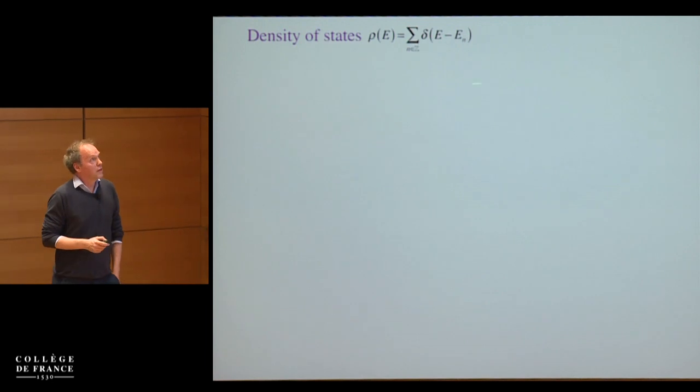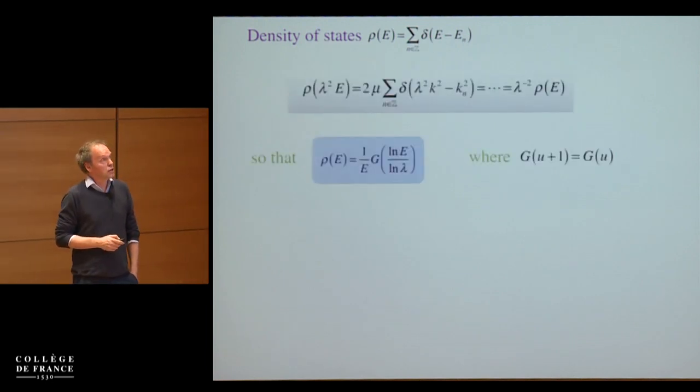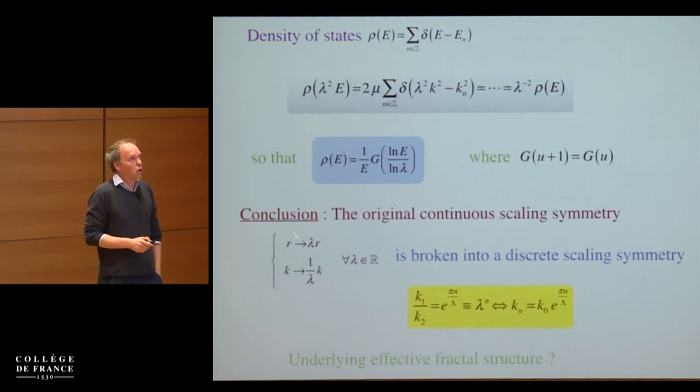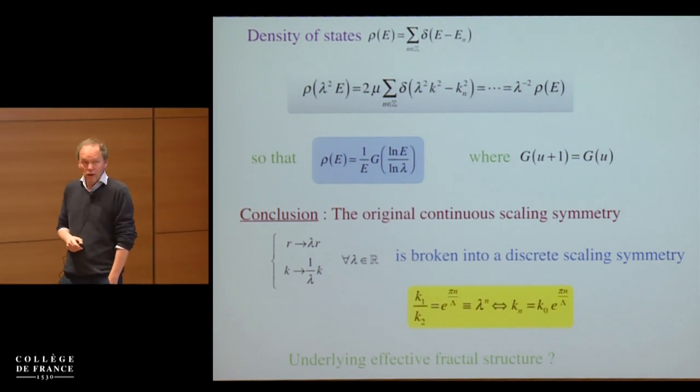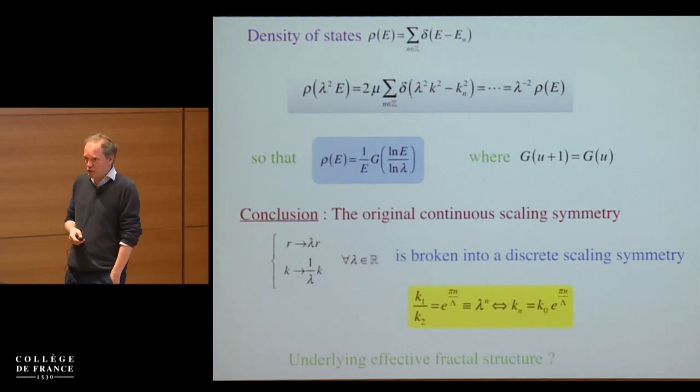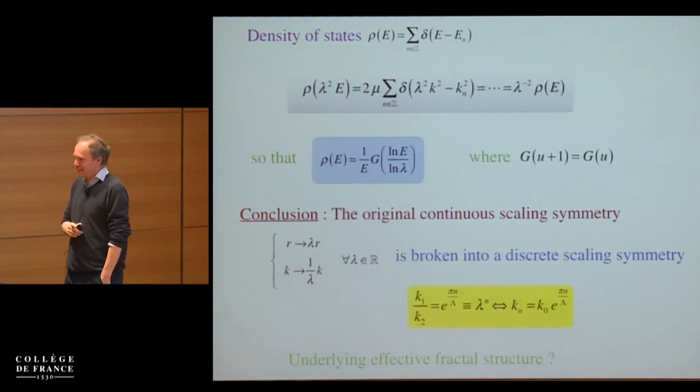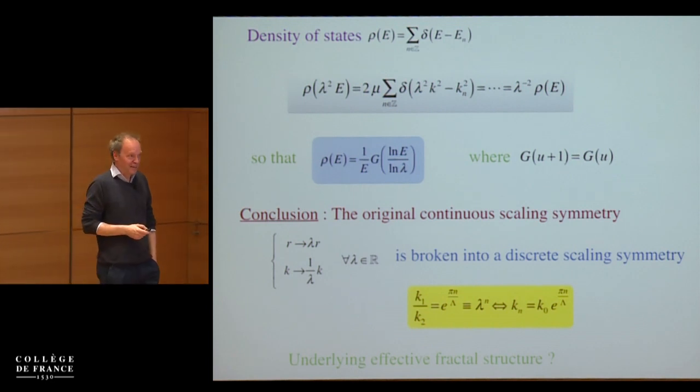The density of states has the same property. If you define the density of states as usual as being a sum of delta functions, then if you scale the energies by, again, the same parameter, you see that the density of states obeys this scaling equation, and we know that the solution of this is indeed a power law times log periodic oscillations, which is just the solution of this, where lambda is fixed. It's given. And in conclusion, the original continuous scaling symmetry, which was this symmetry for any lambda, is broken into a discrete scaling symmetry, which is given by this discrete spectrum. So here we have, in fact, a possible underlying fractal structure. The question is, what is this structure? And the answer is that I don't know, but this is left to you as an exercise. It's a homework. What is the fractal that is underneath?